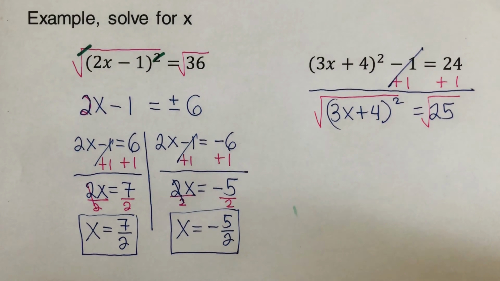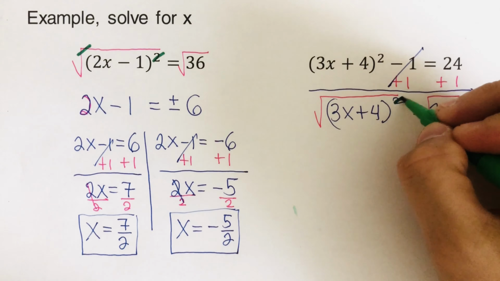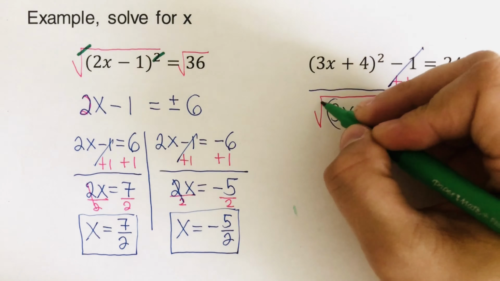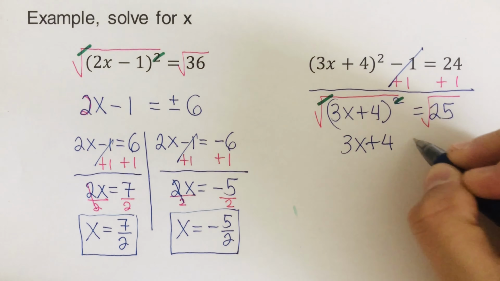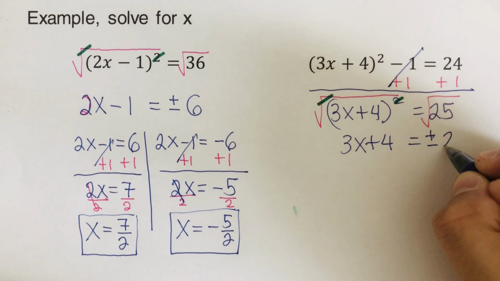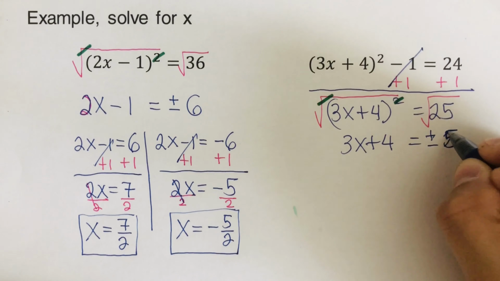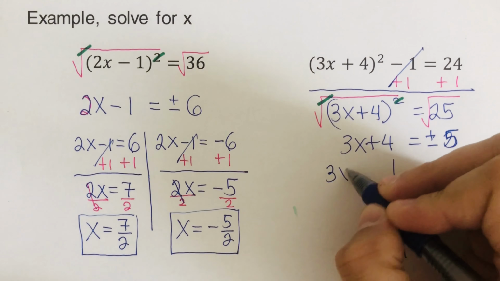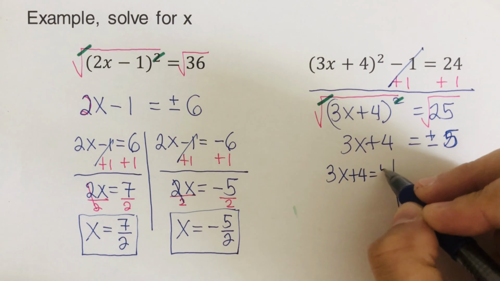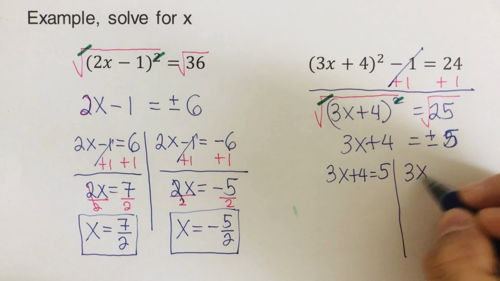So then we can cross this square root and the squared out. So we are left with 3x plus 4 equals plus or minus 5. So that's a plus or minus 5 because the square root of 25 is 5. So we have two answers for this. So the first one is 3x plus 4 equals positive 5, and 3x plus 4 equals negative 5.